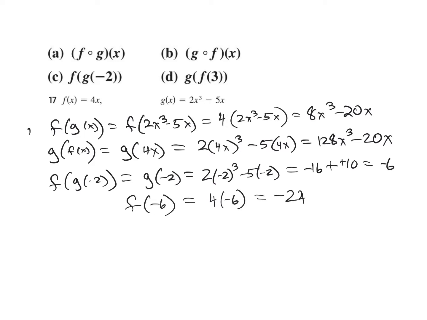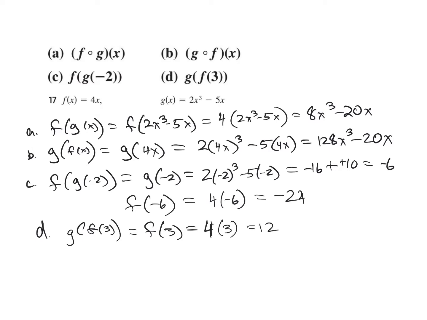And the last one's A, B, C, and D. So g of f of 3. Let's figure out what f of 3 is, and then we'll plug that into the g function. So 4 times 3, that's 12. So now you're doing g of 12.